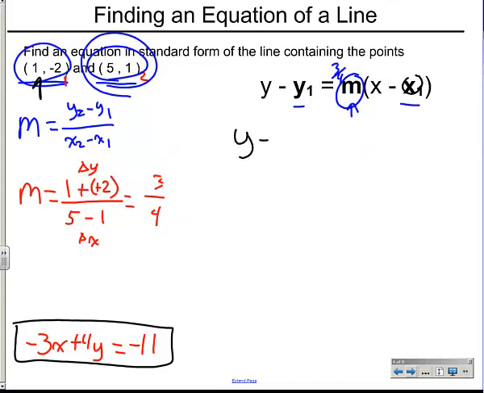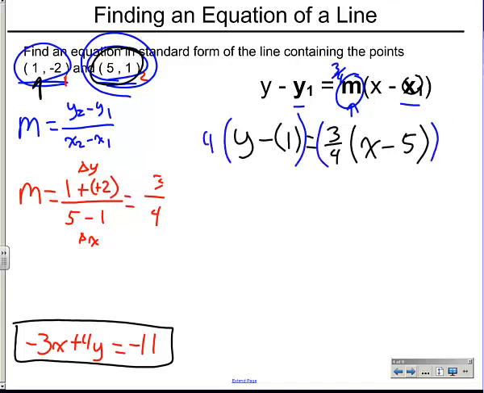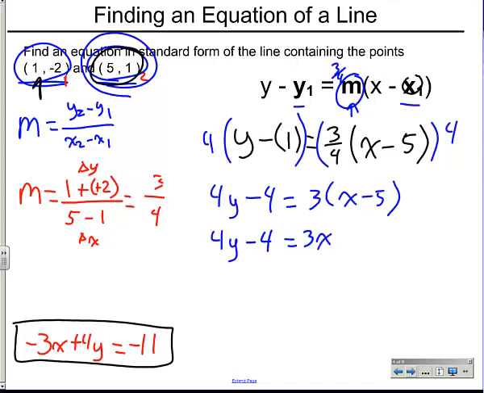So y minus, and we have a 1 for the first y. Slope is still 3/4. X minus, and then I have a 5 for my other x. So that's this point right here. So first thing I'm going to do is still get rid of the denominator 4. So I'm going to times by 4 times by 4. So I will have a 4y minus 4 on this side, and then a 3 times x minus 5 here.